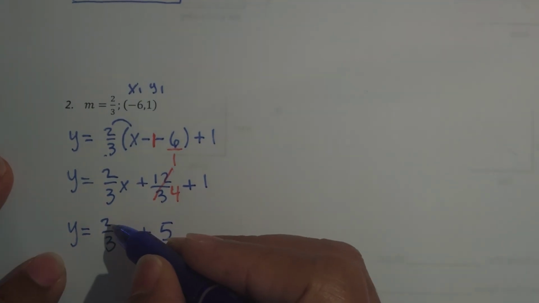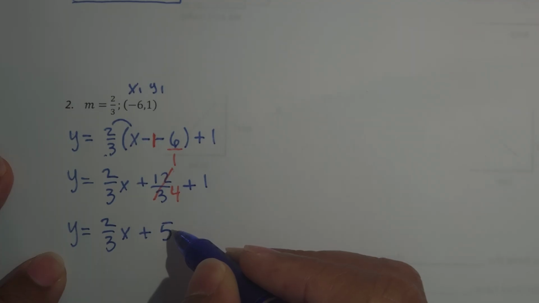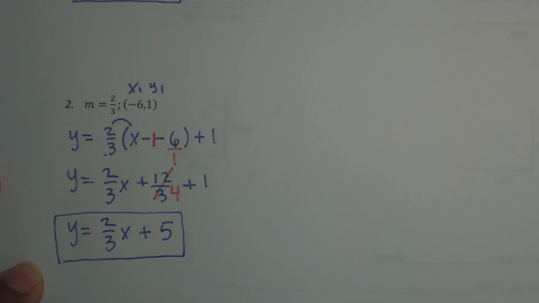So the slope has a rise of 2 and a run of 3, and the line crosses the y-axis at (0, 5). And this is the equation in slope-intercept form.